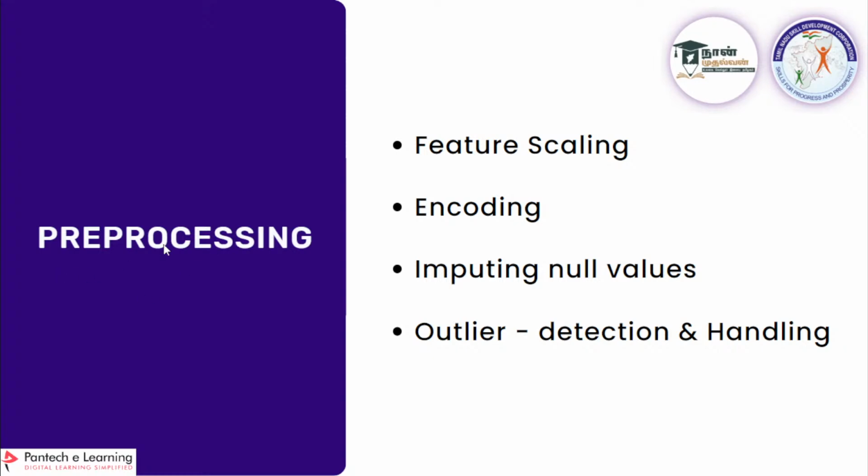The next step will be data pre-processing. So with Pandas, there are some tools to check the null value or do some tasks, okay. But when you go for machine learning, you have to do these things: feature scaling, encoding, imputing null value, and outlier detection and handling. Okay, these four things will come majorly in pre-processing. So how to do it with sklearn?